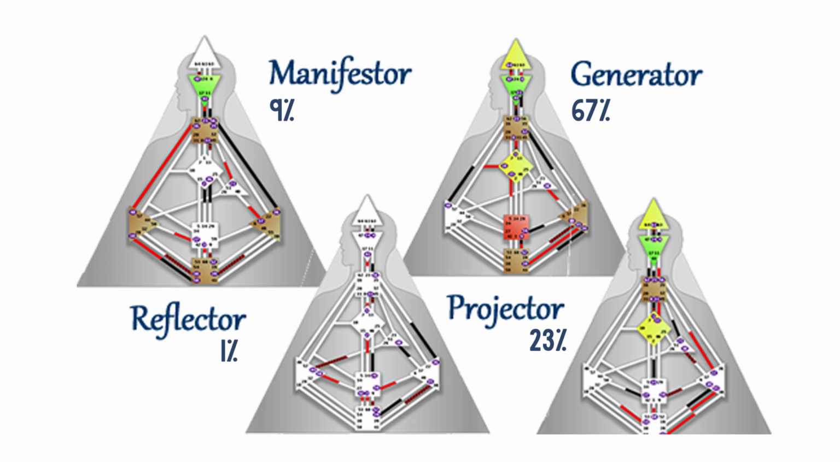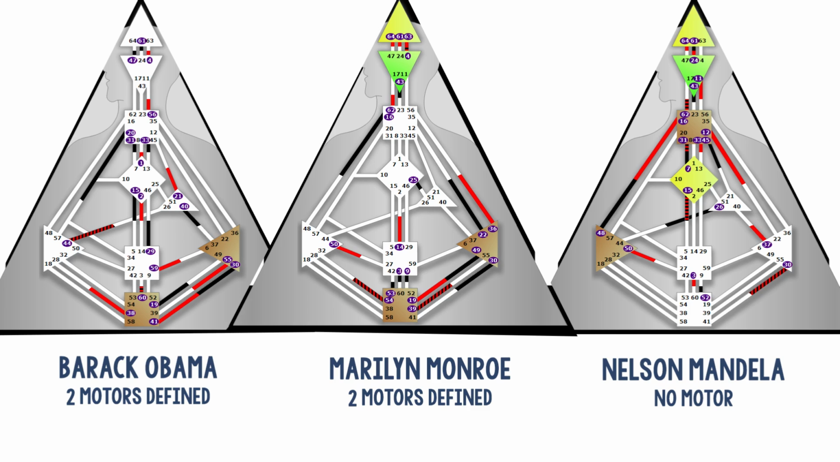So if you're a projector, they make up approximately 23% of the people in the world. And like the manifestor, you will have an undefined sacral. But you will not have a direct connection from your motors to your throat. So you can have the other three motors defined. That can make you a projector. But those three motors must not have a connection directly to the throat.